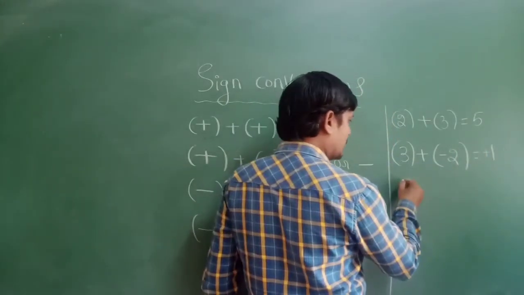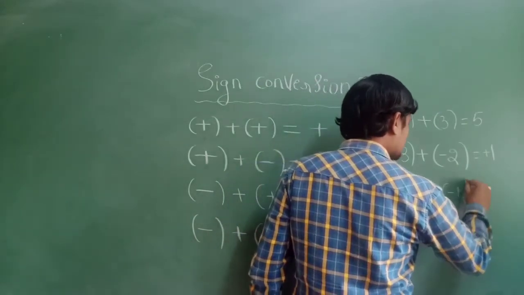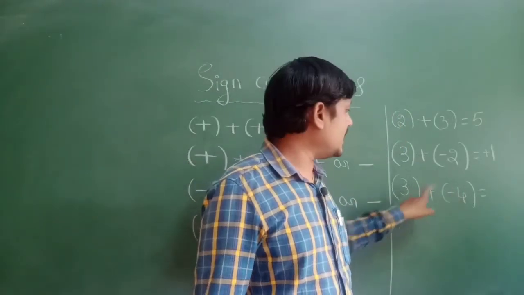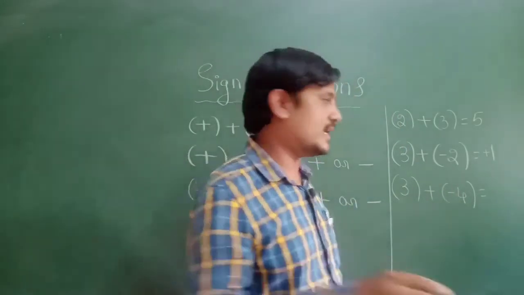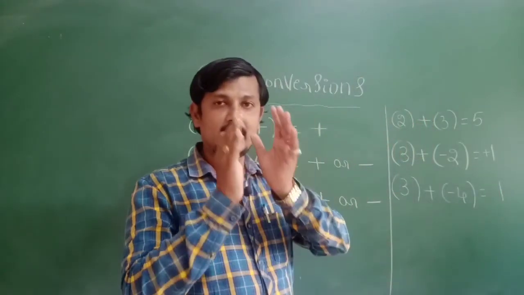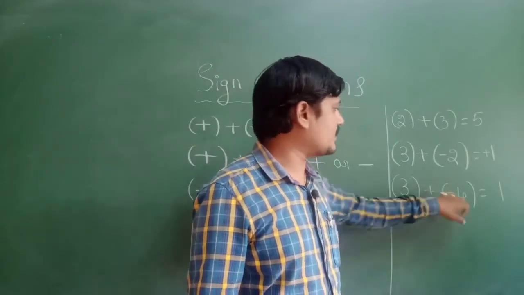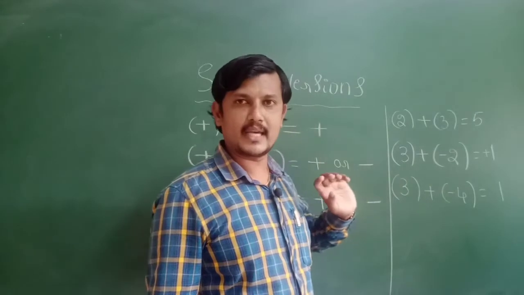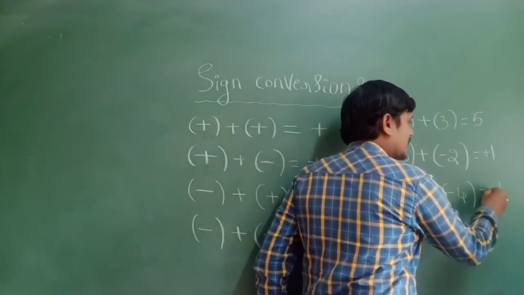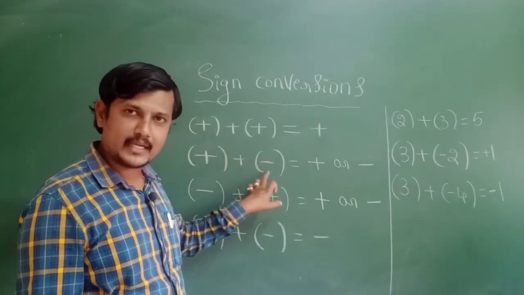Consider another example, 3 plus minus 4. 3 minus 4 is 1. Positive or negative? It depends upon which is the bigger number here. Which is the bigger one, 3 or 4? 4 is the bigger one. What is the sign of the 4 here? Negative, therefore negative. Here also, one is positive and one is negative.